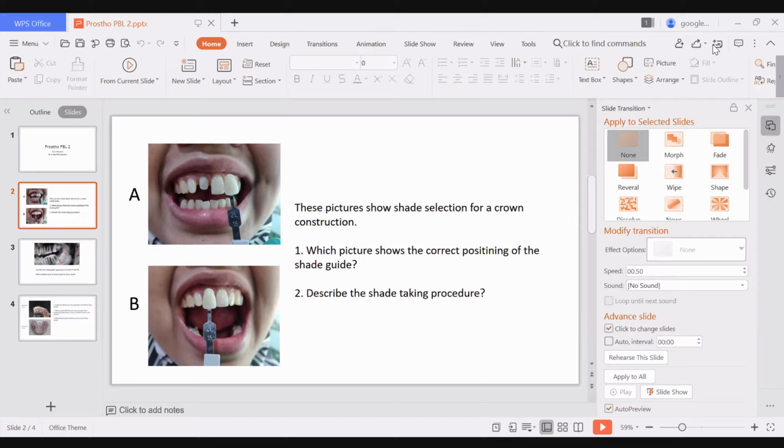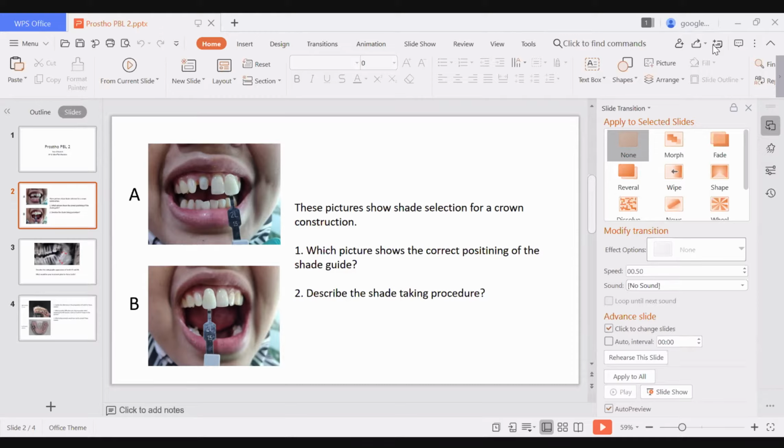Nur Haris, number 29. In several literature, it is mentioned that the shade guide procedure needs to be taken at multiple visits to really confirm the color of the teeth before it is sent to the laboratory. That's all. Okay. Anybody else? Number 50, Yusuf.